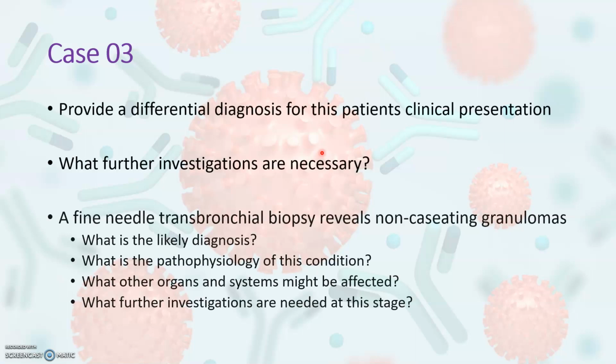So we want you to think about a differential diagnosis for a patient with increasing shortness of breath and hilar lymphadenopathy, and what further investigations you might need. We're not going to really discuss that now, but the transbronchial biopsy reveals non-caseating granulomas.